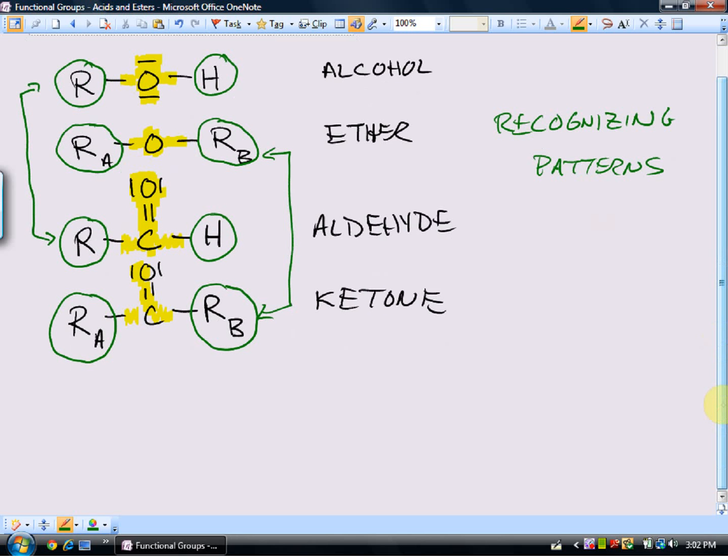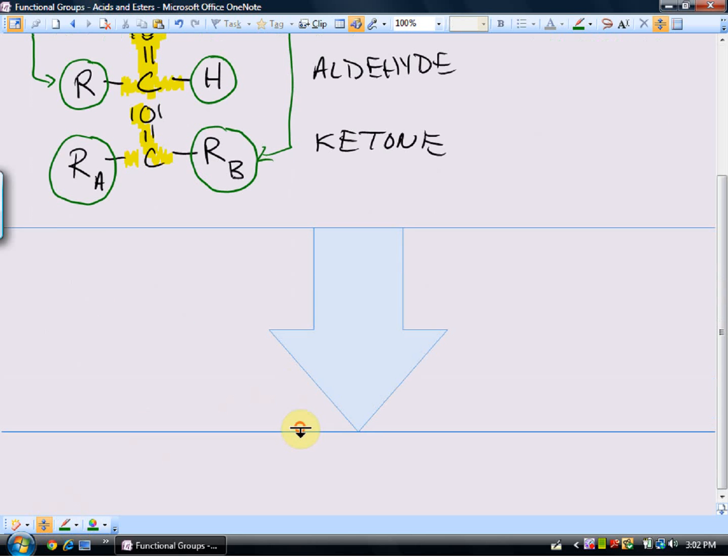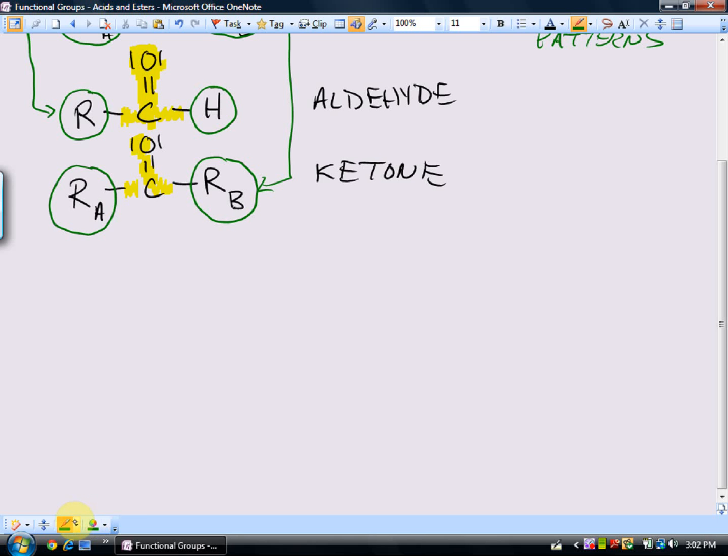Okay, so now what we're going to do is add two carbons. So let me get some more room here. So we're going to add two carbons. Okay, so adding two carbons. Add two carbons. So now the functional groups that we're going to be talking about now have two carbons.